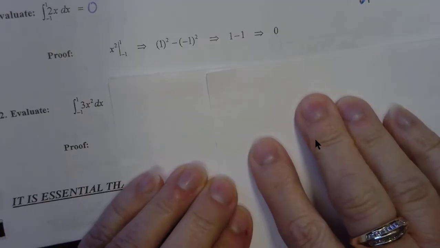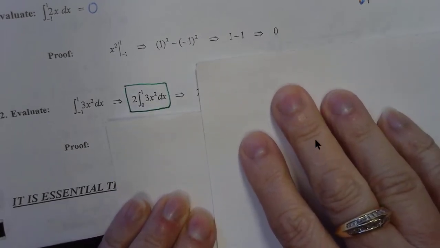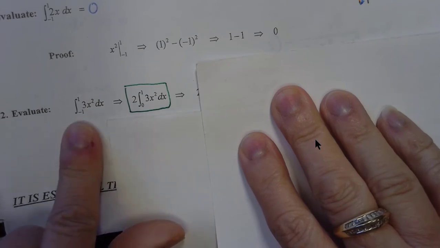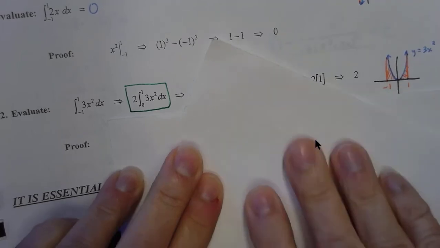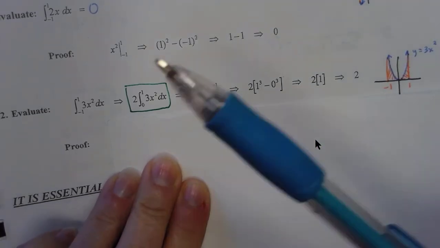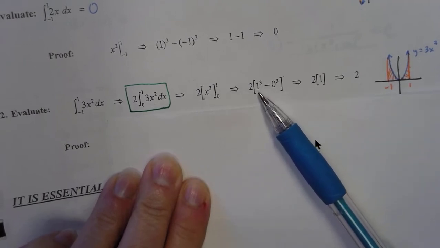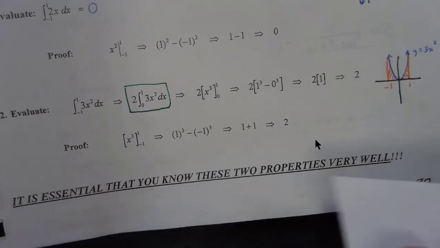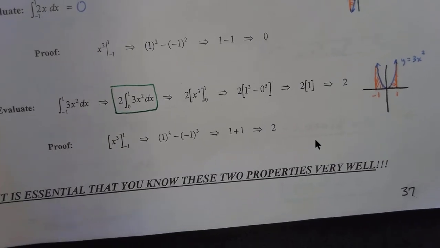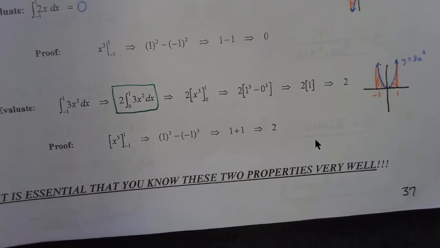Now, if we look at this one, we can see this is a parabola with the vertex at the origin. So I'm going to recognize that instead of from -1 to 1, I can double from 0 to 1 because I know that is an even function. And so now I just have to anti-differentiate. 3x squared gives me x cubed, and evaluate 1, subtract 0, and I get 2. And the proof of it, of course, work it the old way, x cubed from -1 to 1. You just might make a negative sign error here. So it's very important for you to know your integration of even and odd functions.